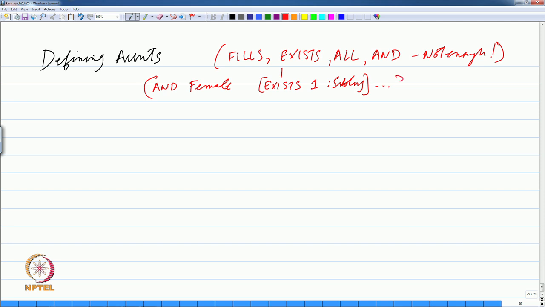But what after this? How do you say that the sibling should also be a parent? This language does not allow us to do that. It does allow us to say that all siblings are parents, but we are not after that concept. We want to define that there must be at least one sibling which is a parent essentially.